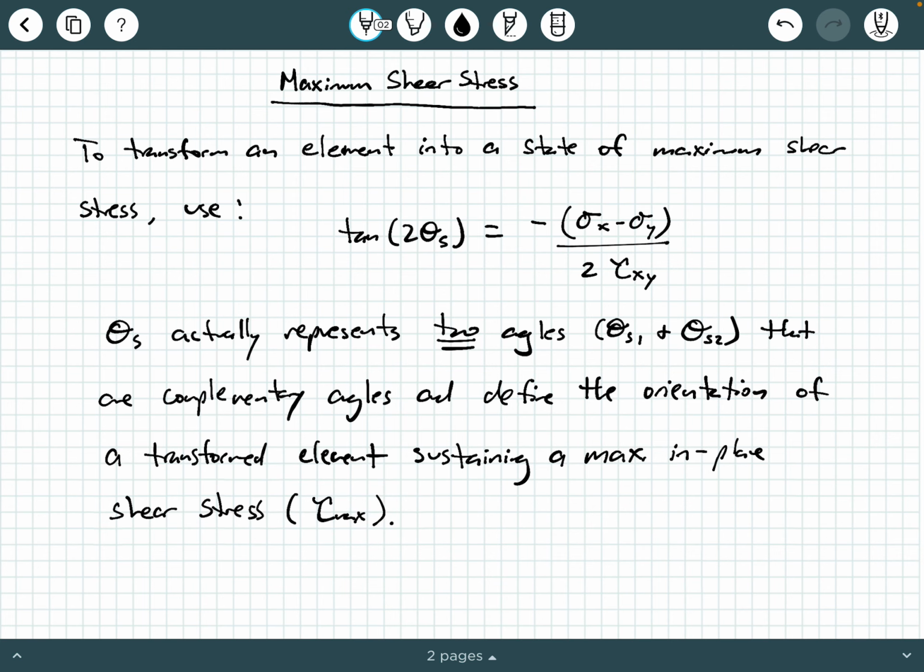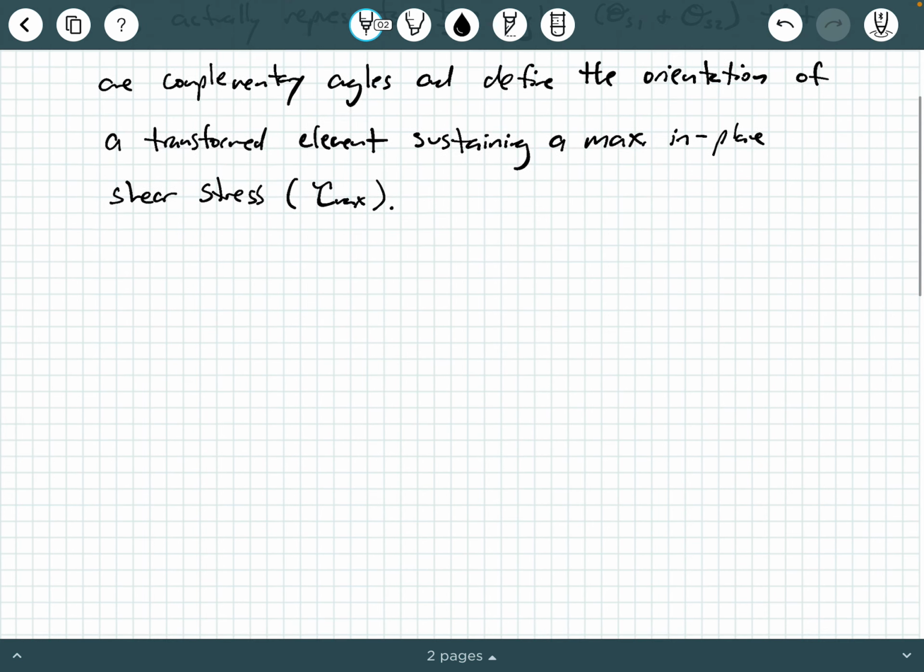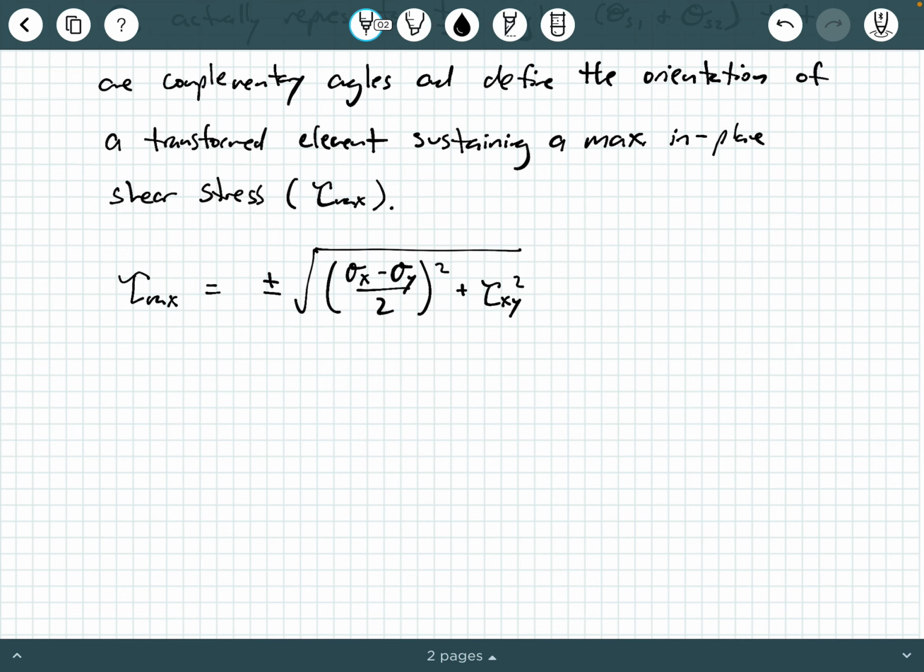Now the question is, how do we calculate tau max? Well, it turns out tau max is going to be equal to just plus and minus the square root of sigma x minus sigma y over 2 squared plus tau xy squared.